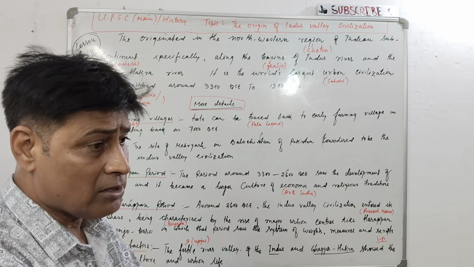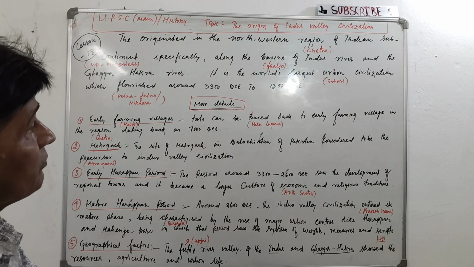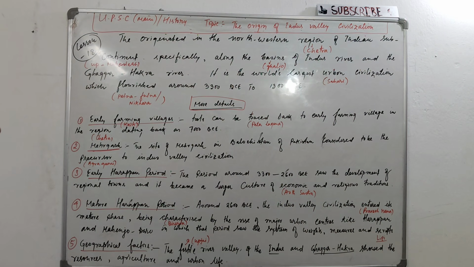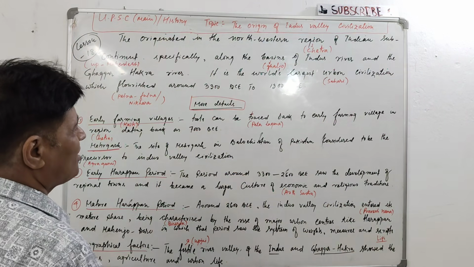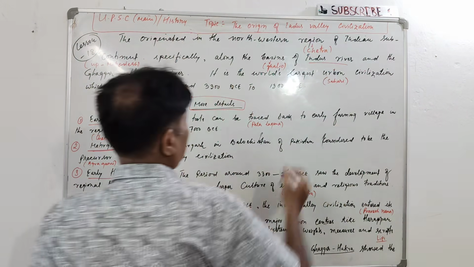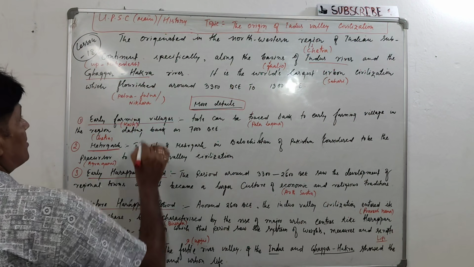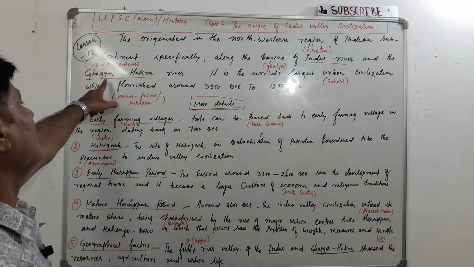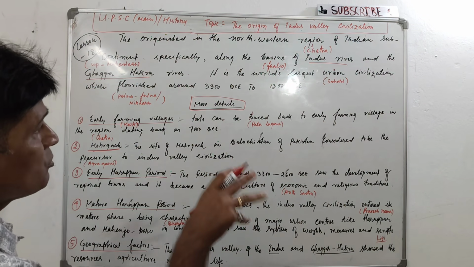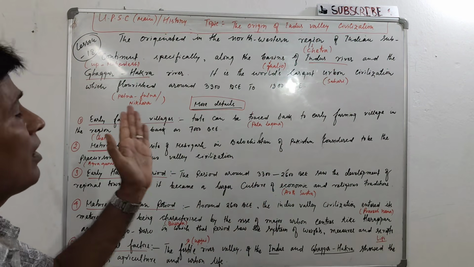Let us learn first the origin of Indus Valley civilization, which originated in the northwestern region of the Indian subcontinent, specifically along the basins of the Indus River. The river flows through Pakistan and India. There are two rivers on whose basins the Indus Valley civilization was built: first the Indus River, and second the Ghaggar Hakra River.